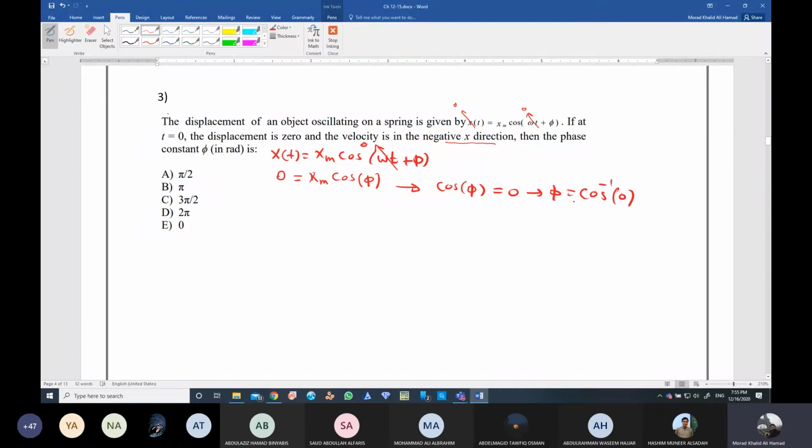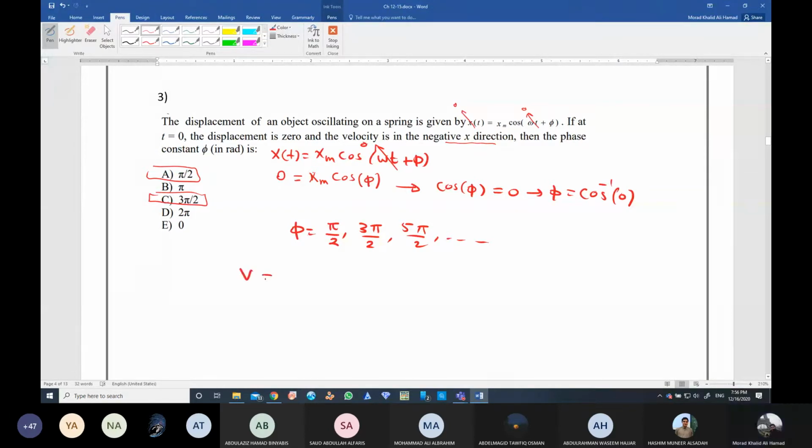If phi is equal to cosine inverse 0, then phi will equal pi over 2, and if you use the calculator, 3 pi over 2, 5 pi over 2, and so on. So let us compare our choices. Here we have pi over 2, and we have 3 pi over 2. How can we decide whether A or C is the correct answer? Because of the direction of the speed. Excellent. We have a keyword that the velocity is in the negative x direction.